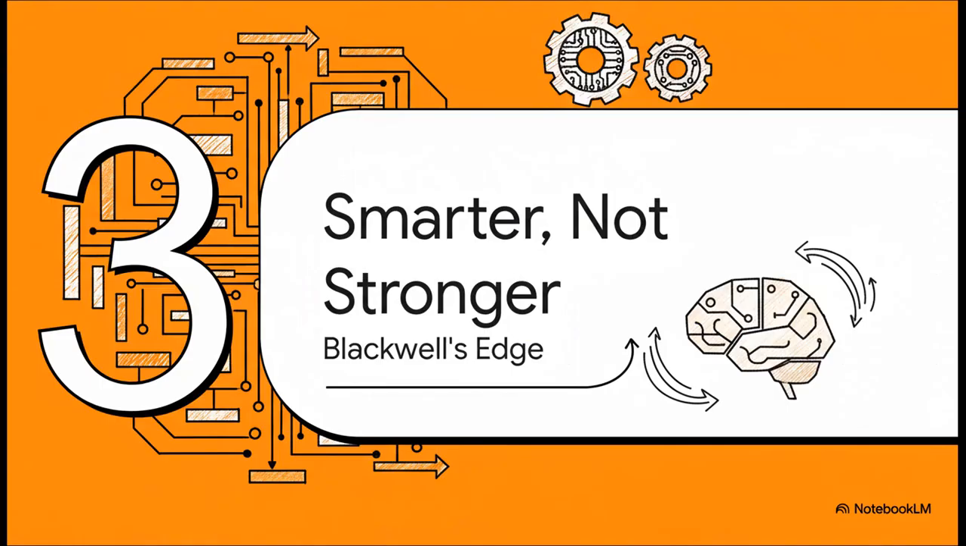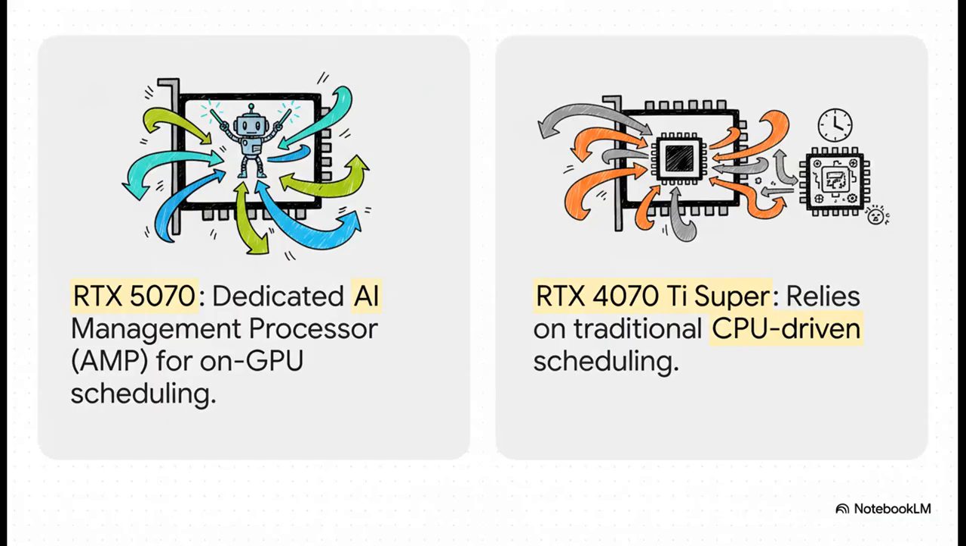But the 5070's perks go way beyond just precision. The entire Blackwell architecture is built to be smarter, not just stronger, in how it actually handles AI jobs. So let me introduce you to the AMP, or the AI Management Processor. This is a tiny, dedicated chip right there on the GPU that basically acts like a traffic controller for all your AI tasks. The 4070 Ti Super has to rely on your computer's main CPU to manage everything. But the 5070 can handle all that scheduling itself, which cuts down on overhead and makes things way more responsive, especially if you're trying to run multiple models at the same time.